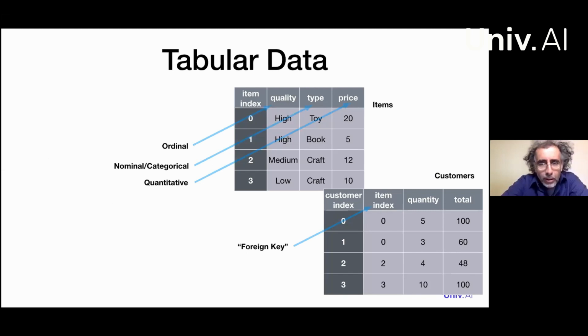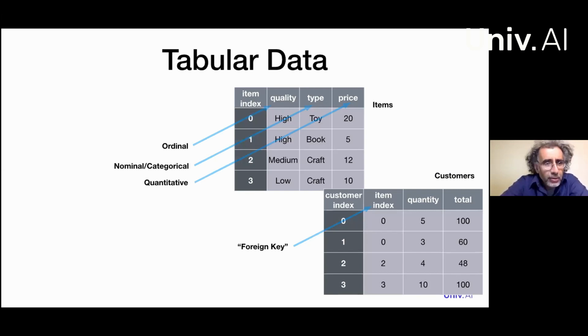It's a real number. Then there's another kind of data, which you'll find a lot of, which is called nominal or categorical. And that's basically something of one type or the other. So here we're talking about items, and item 0 is of type toy, item 1 is of type book, item 2 is of type craft, and item 3 is of type craft. Now toy, book, and craft, there's nothing like saying toy is greater than book, is greater than craft, or anything of that sort. They're just different categories of things. So this kind of data is called categorical data.